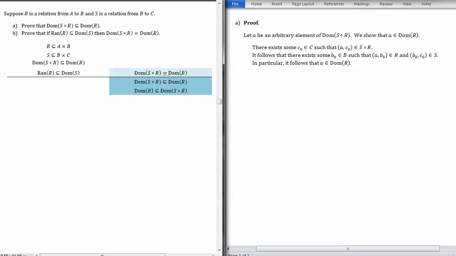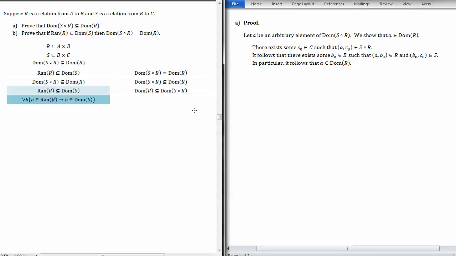Often when we're proving an equality, we've said, well, for all x, x is in the left side if and only if it's in the right side. This time I'm using the other way of proving an equality of sets, which is to show that each side is a subset of the other side. I'm doing that because I've already, in part A, proven one half of that, so that'll be convenient. So there's the one we've already proven. So it just remains to show that the domain of R is a subset of the domain of S composed with R.